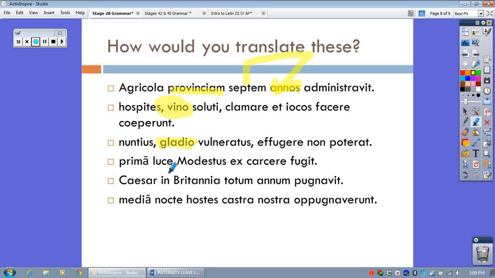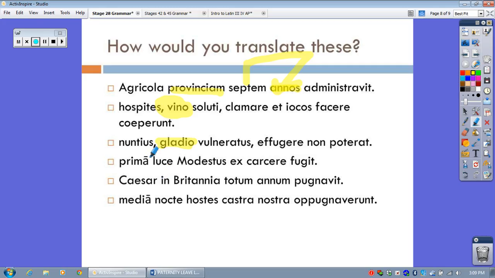Prima luce modestus ex carcere fugit. Okay. Well, here we have modestus is our subject. Our main verb is fugit, to flee. And he fled ex carcere, out of jail, or from the jail. So then we have to account for these first 2 words.